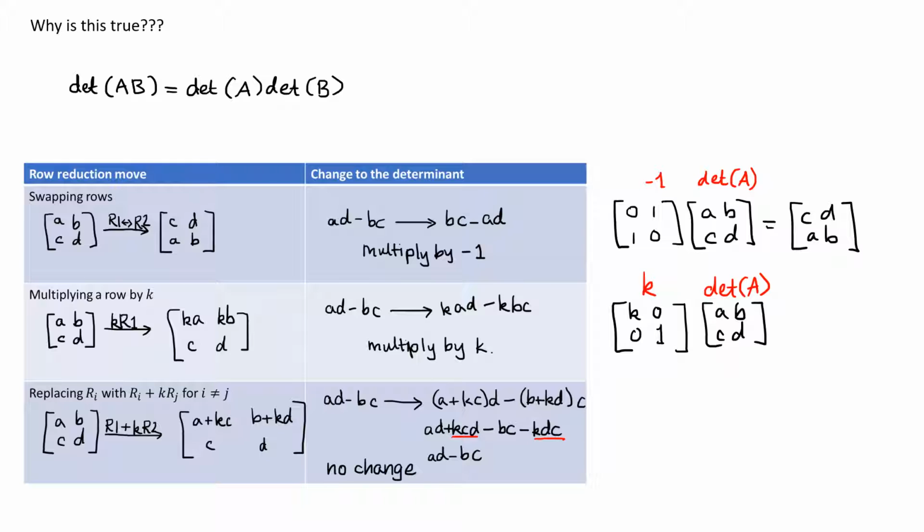Okay, and for our final matrix here, we can express this by taking one copy of our first row plus k copies of the second row, and 0 copies of the first row and 1 copy of the second row. Here, our determinant is equal to 1 minus 0, or 1. And so we see that there's no change to our matrix when we do this row reduction move.